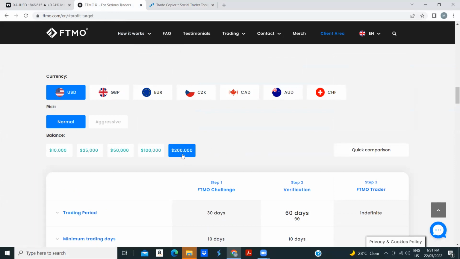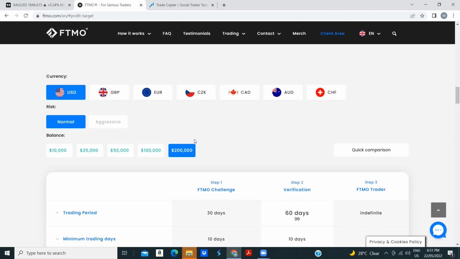And once you pass the 200K accounts, you can contact support and ask them to merge your 200K accounts into one 400K. Now you have a big capital. Even if you make 1% per day on a 400K account, and they give you an 80% profit split, it's a huge return. What do you think?